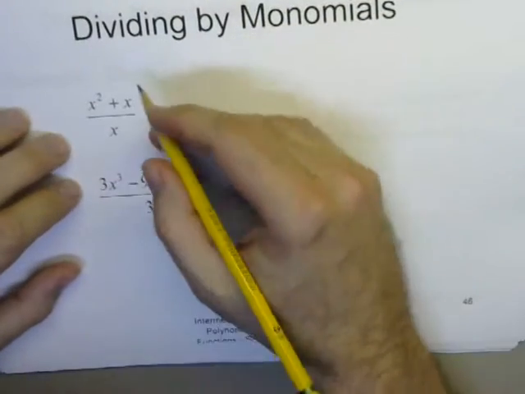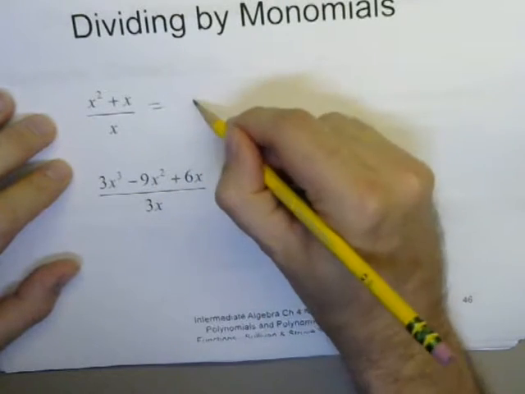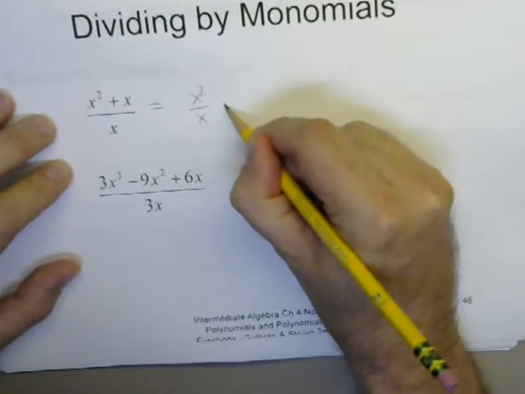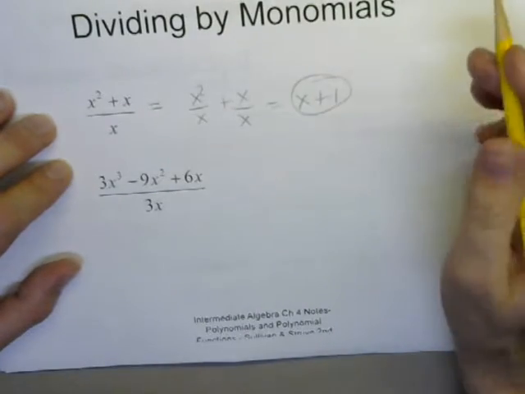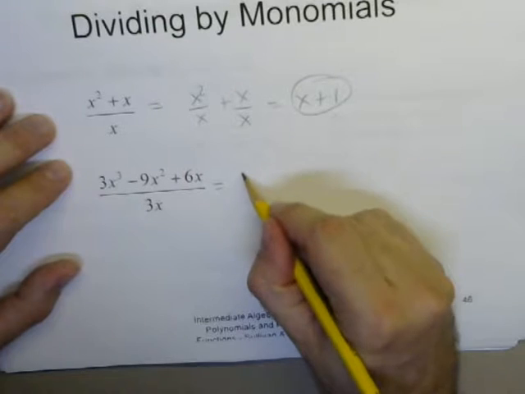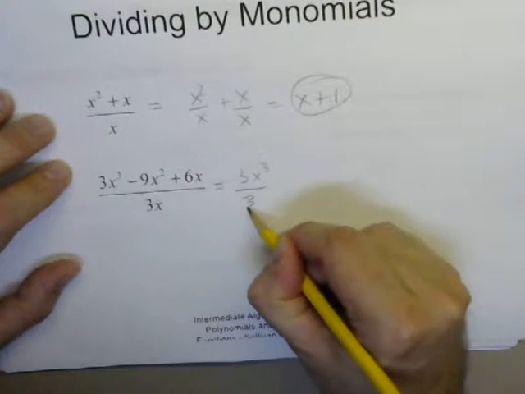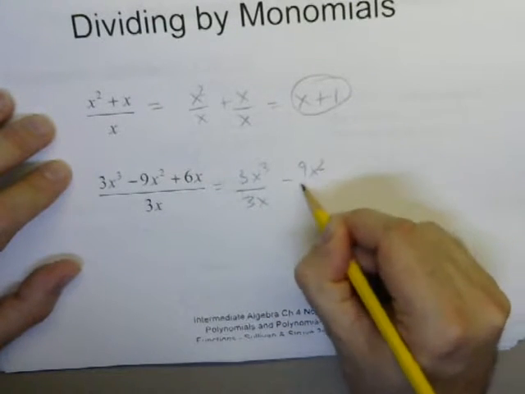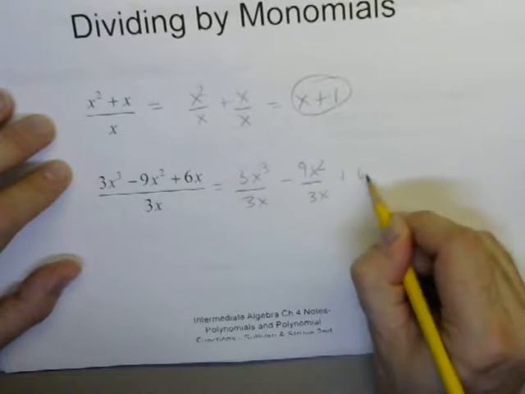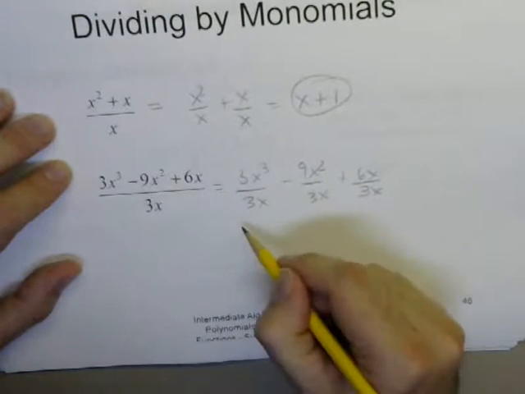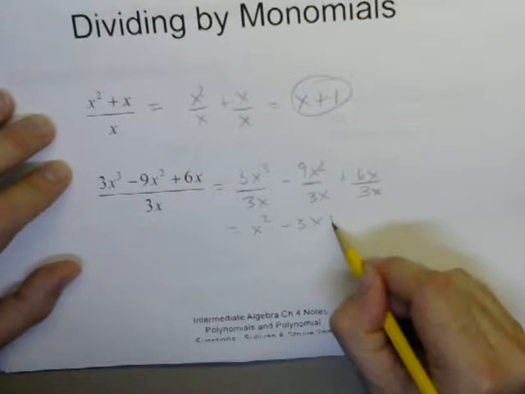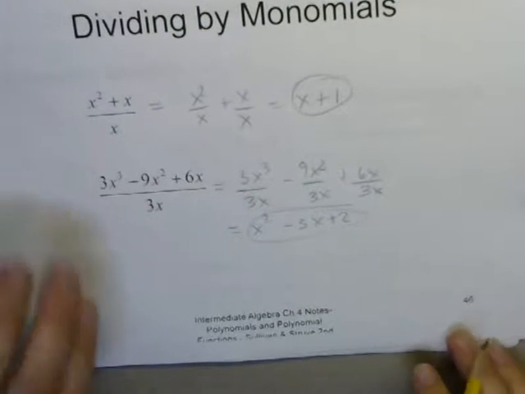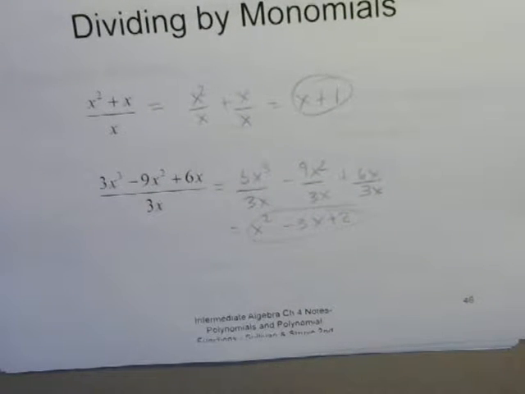So just to do a couple more examples, for this one, you could just write this as x squared over x plus x over x, and that would be x plus 1. And that would be your answer. For something like this, you could take 3x cubed over 3x minus 9x squared over 3x plus 6x over 3x. And you could just write that as x squared minus 3x plus 2. And then that would be your answer for that one. And again, you could certainly check those if you wanted to. But that's all you have to do for those.